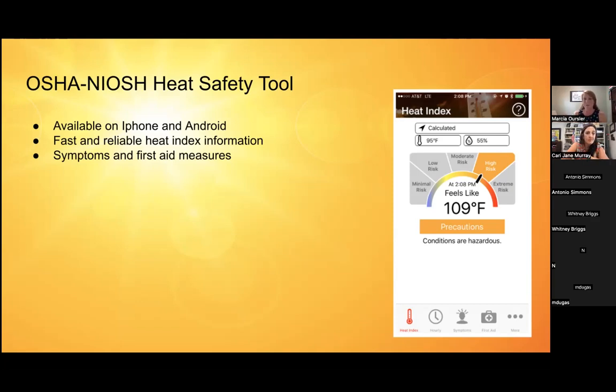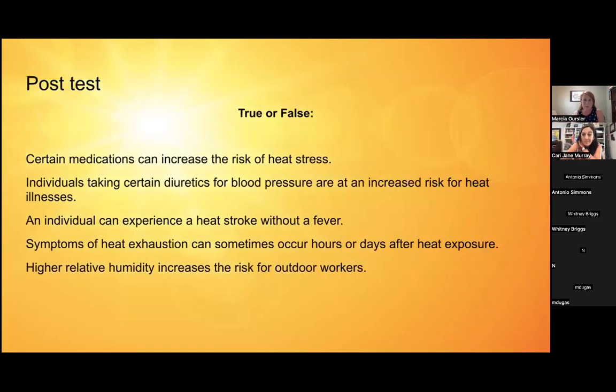It just kind of reminds us of what the signs and symptoms and treatment methods are for the various types of heat illness. And it's free, and it's a really useful little app.